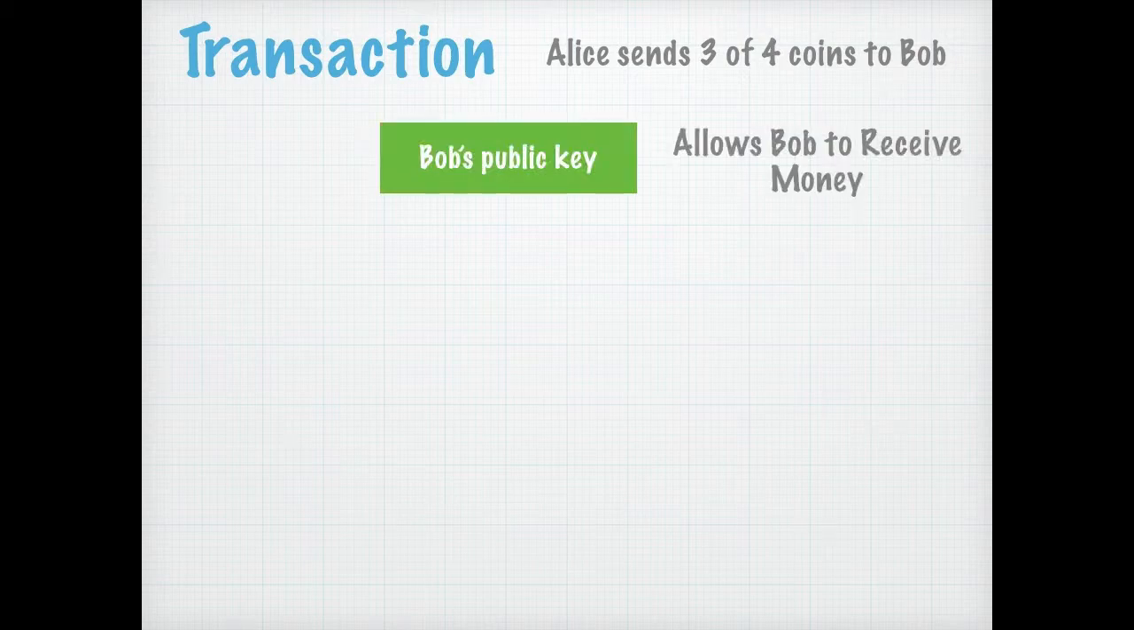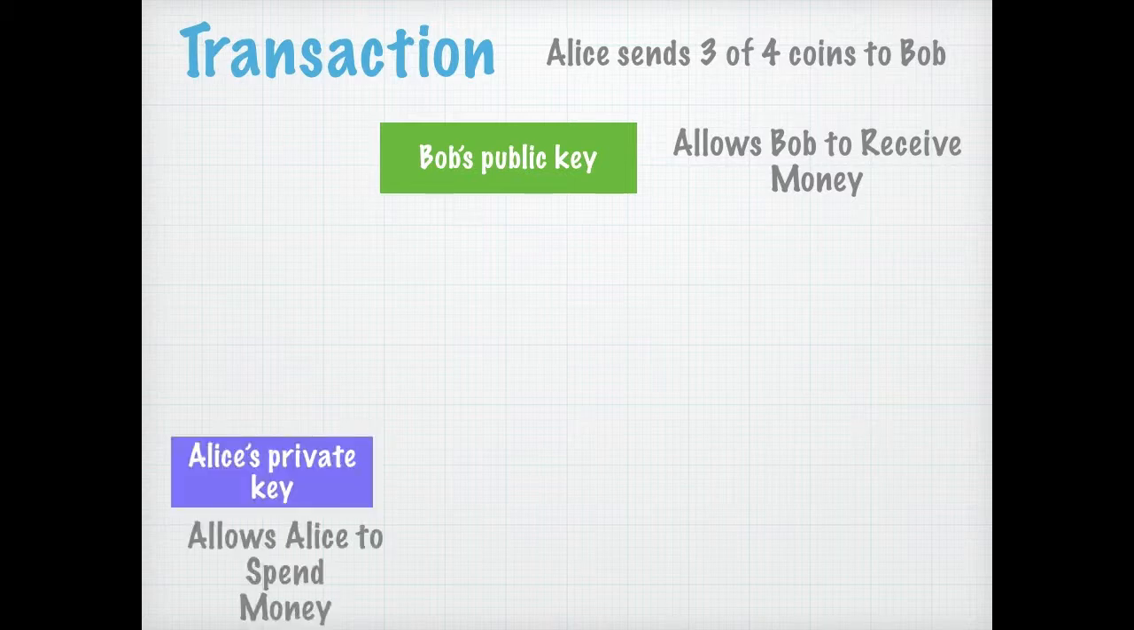Now let's look at how a transaction works. So this is the transaction for sending 3 of 4 Bitcoins to Bob. First thing we need is Bob's public key. This is how Bob is able to receive the money. And we need Alice's private key, which is needed for spending money. And we need some reference to a previous transaction. These are the transactions where the money came from. We're going to see how that works later.